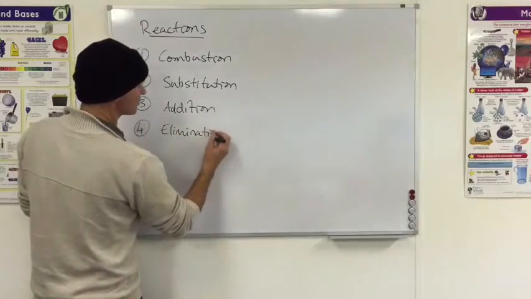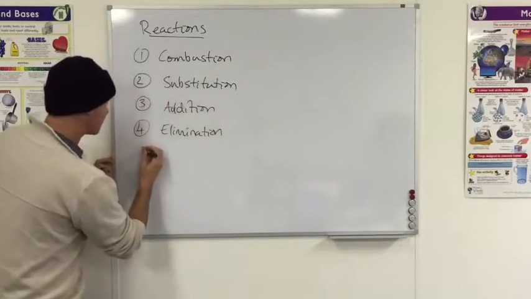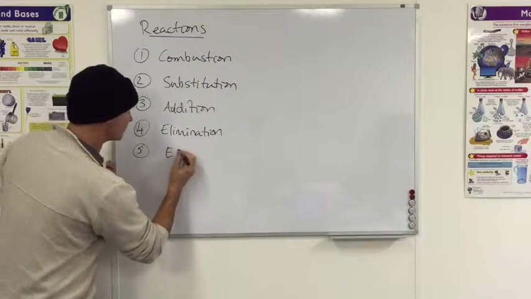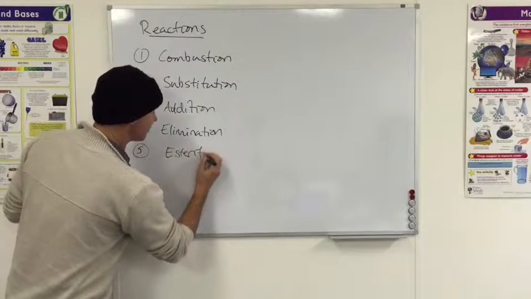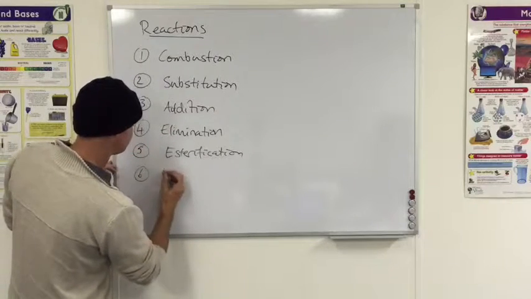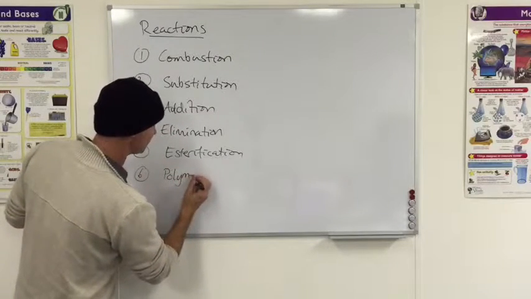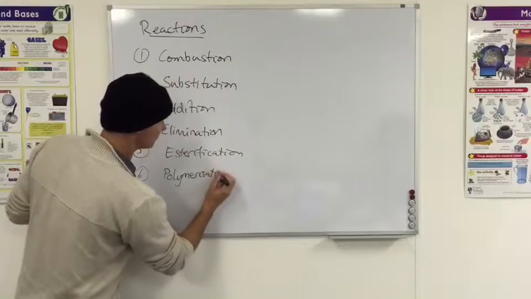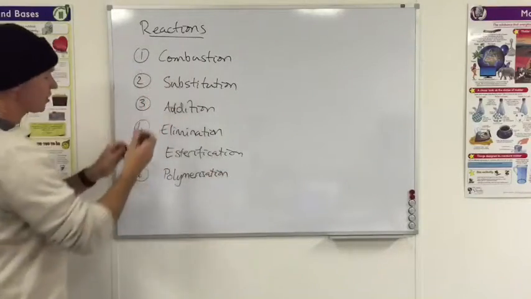Those are the main 4. Those are the ones we're going to spend most of our time looking at. And then there's 2 others that you will have to get to know: esterification and polymerization, which I'll just briefly explain at the end of the whole setup. So let's have a quick run through.